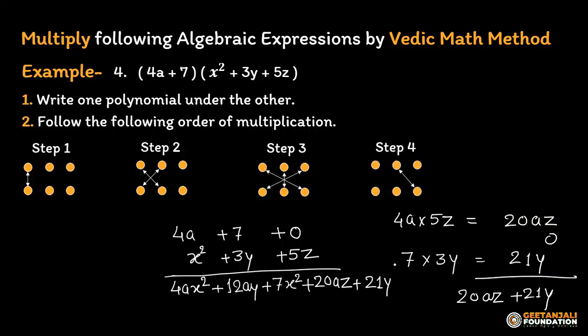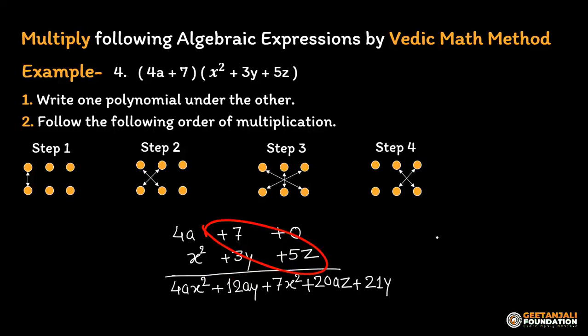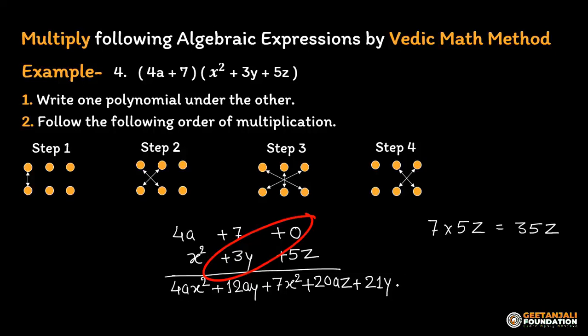Now the fourth step. In this step, we move towards right and leave the leftmost column and cross multiply two right columns. So let's cross multiply these two. So first I will get 7 times 5z. 7 times 5z means 35z. 35z we got from here, but it is 0. So no need to multiply. I am writing this result as it is here. 35z. This is our answer in step 4.